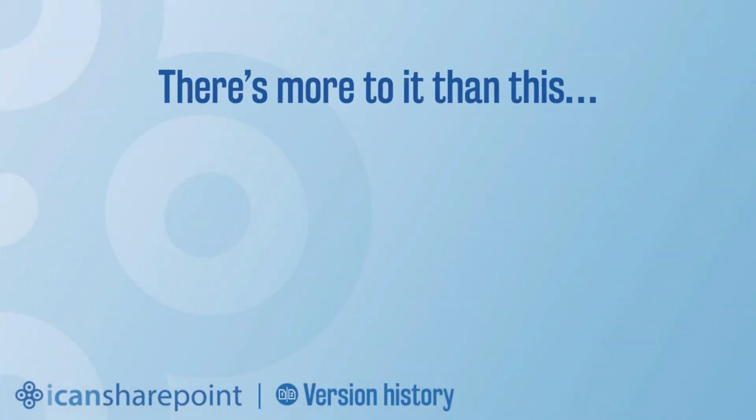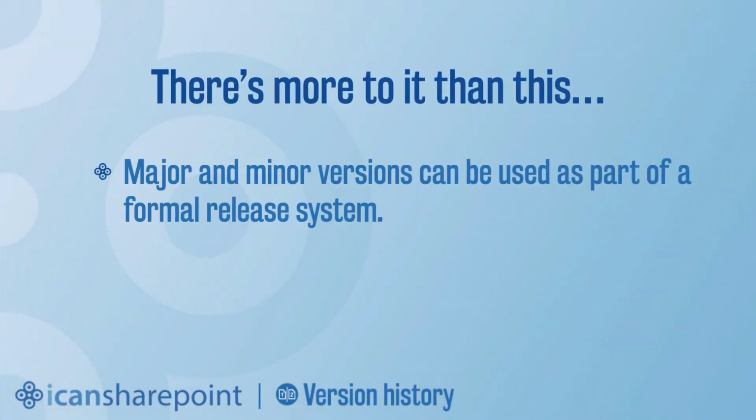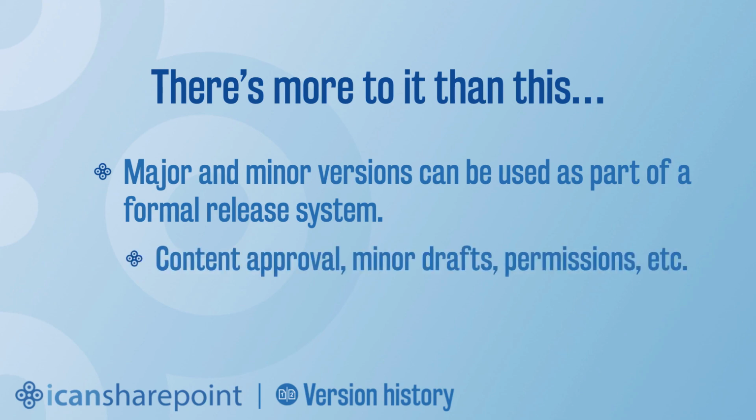You can actually take advantage of major and minor versions, and use them as part of a much more formal release system, almost like software. Minor versions are essentially seen as drafts that can have limited exposure based on permissions. You can also throw content approval on it so that you don't get a major version that's available for view by anybody with access or viewer access to the site until the content has been approved by upper management. It also takes into account the permissions of the file, so it's very powerful, and I'll get into that in a separate video.